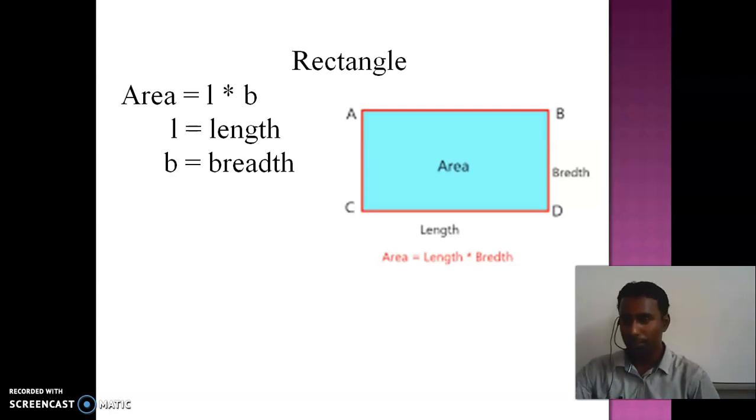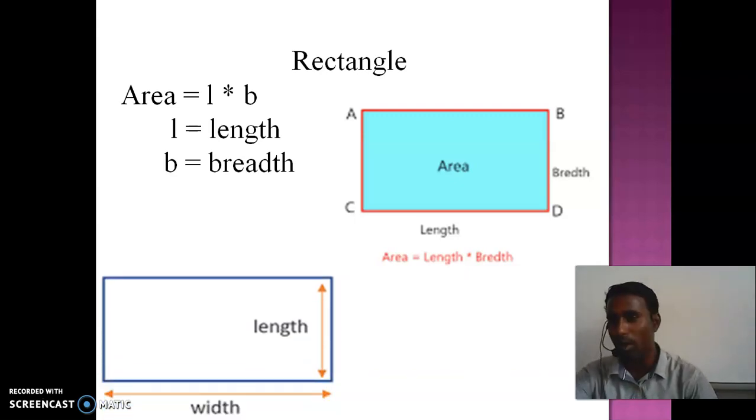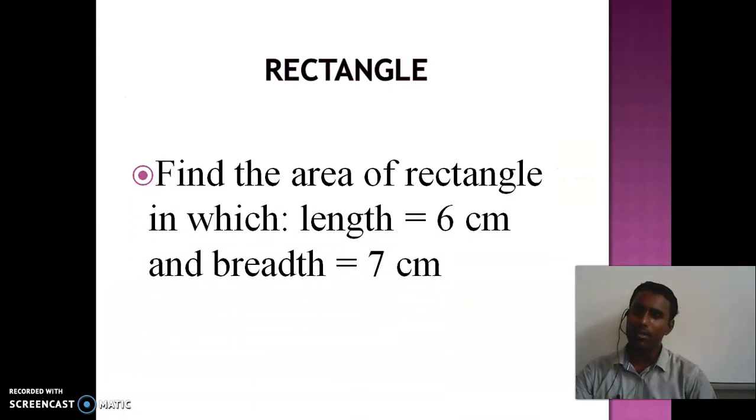Today we will see a few problems based on the area of squares and rectangles. The rectangle area formula is length into breadth. L represents length and B represents breadth. You can mention W also, where W means width. So for the rectangle, we will see a few problems.